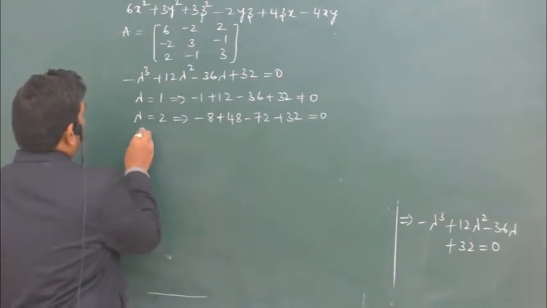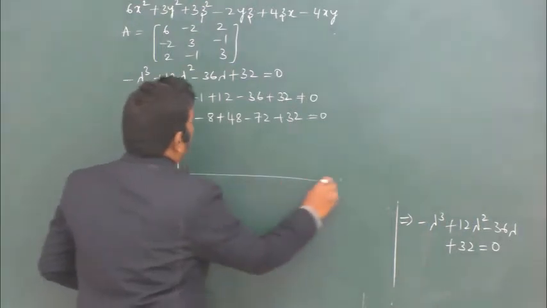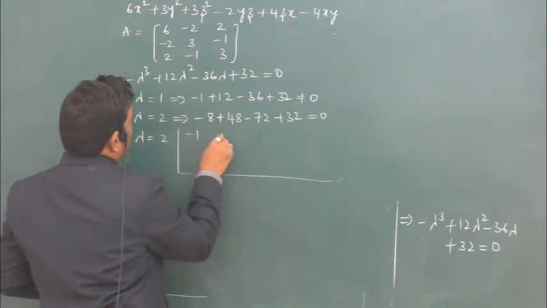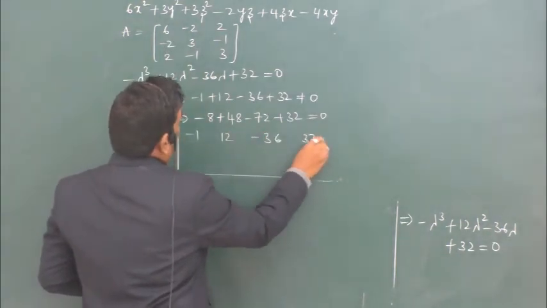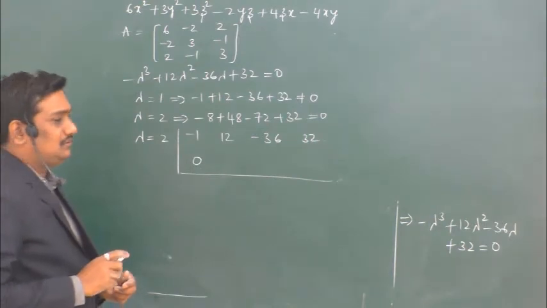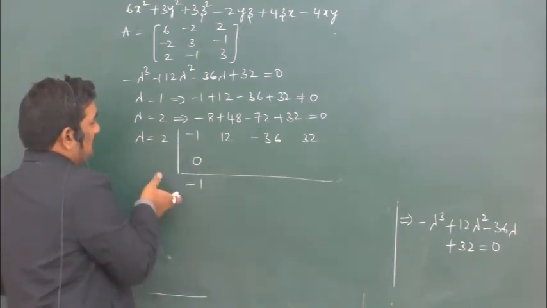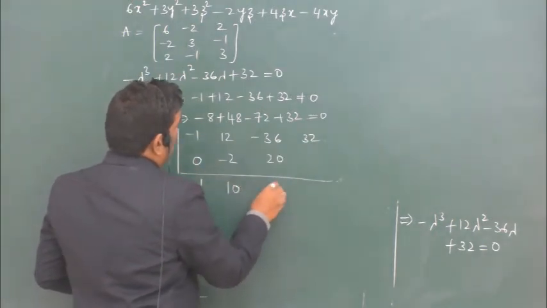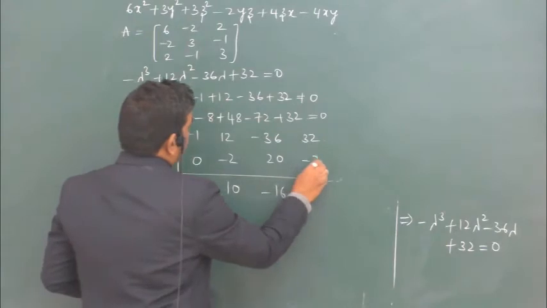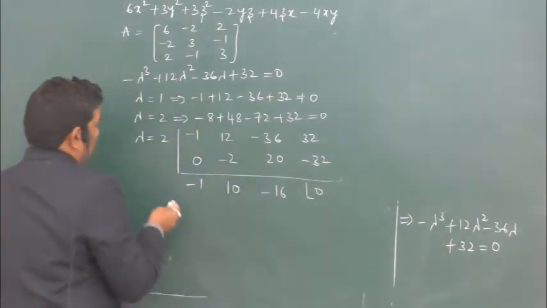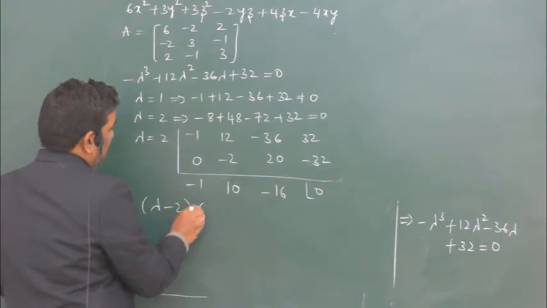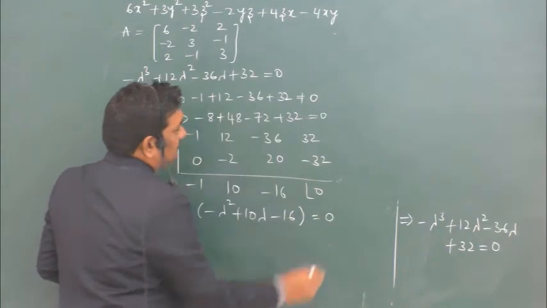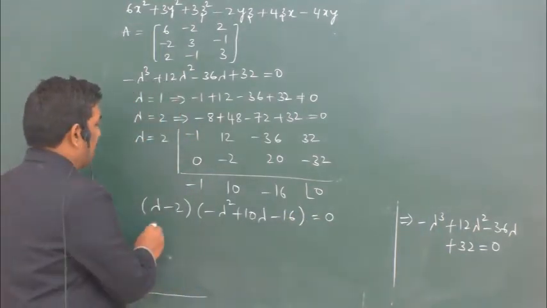Now let us identify the other factors using synthetic division. Write from highest coefficient to lowest coefficient. It is minus 1, 12, minus 36, 32. Bring down minus 1, multiply to get minus 2, add to get 10, multiply to get 20, add to get minus 16, multiply to get minus 32, add to get 0. Now the factors are lambda minus 2 times minus lambda square plus 10 lambda minus 16 equals 0.